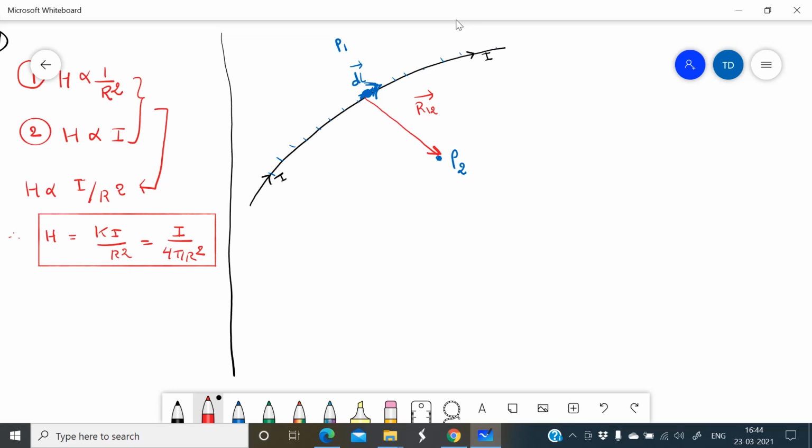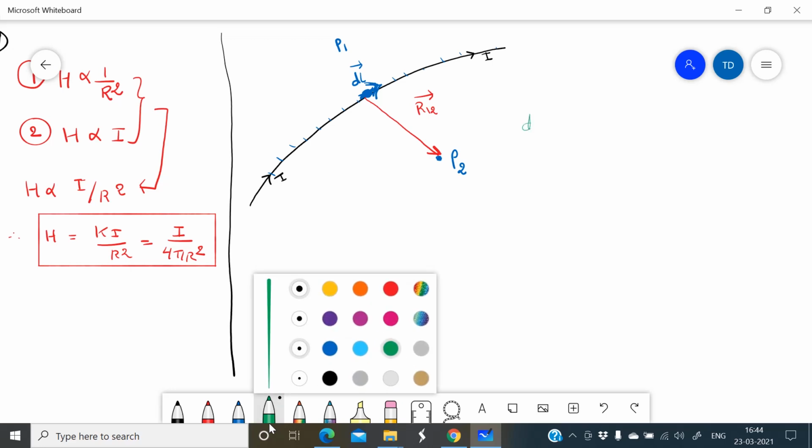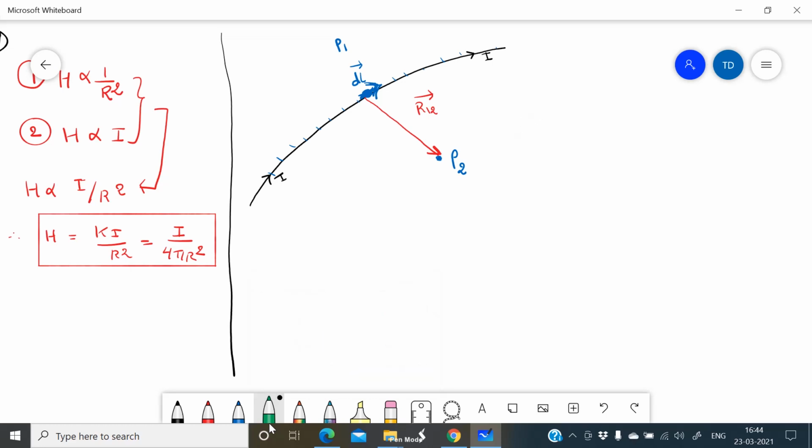Here now we can write the field intensity, which is denoted using H. The field at point P2 due to the differential length dl is dH2. Why do I have to take a d? It's a differential field because I have to consider the length as differential. So that is why at point P2 the field is differential.